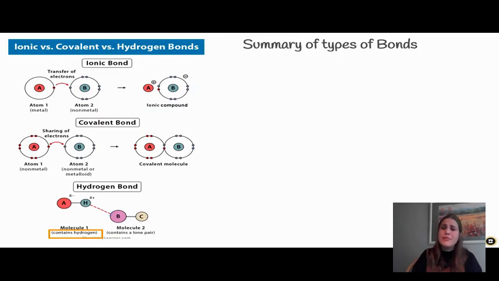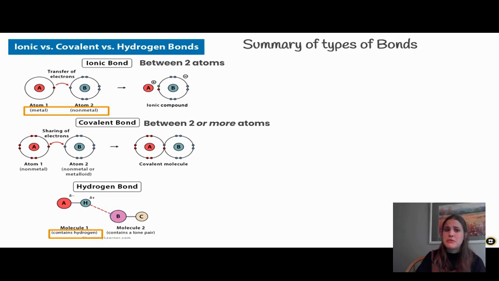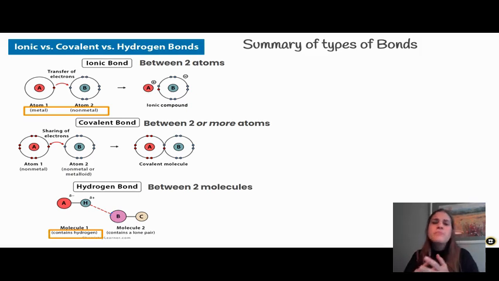All right, so that's a summary of the types of bonds. So ionic bond, it's going to be metal and nonmetal between two atoms. Covalent bond is between two or more atoms, and it's going to be nonmetal and nonmetal. Hydrogen bond is different. We can talk about that later. Hydrogen bond is not a bond of forming a molecule. Hydrogen bond is how a molecule would interact with another molecule if there's hydrogens involved. And we'll take a look at that when we circle back to the big picture of this unit, which is water.